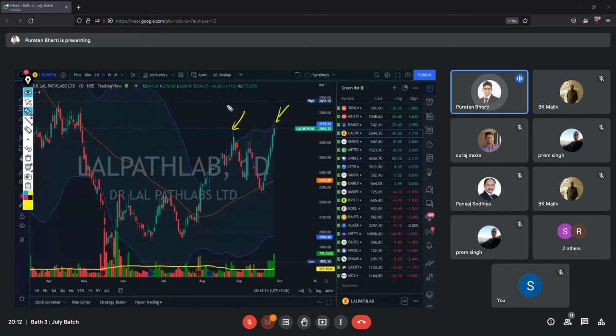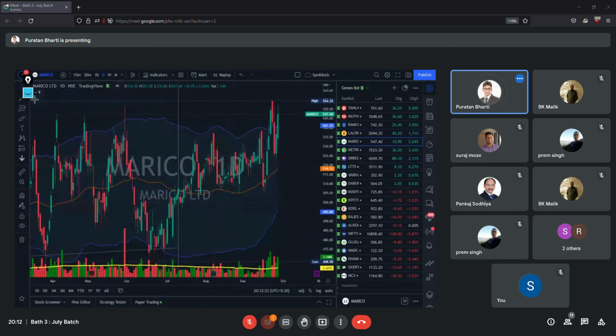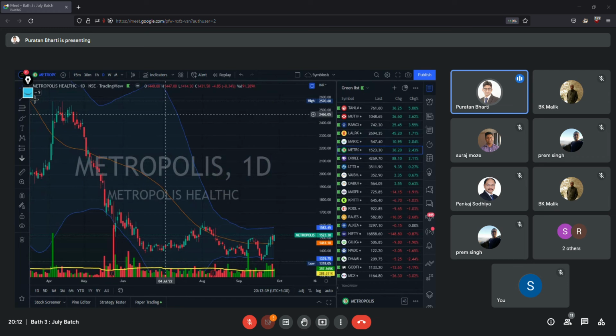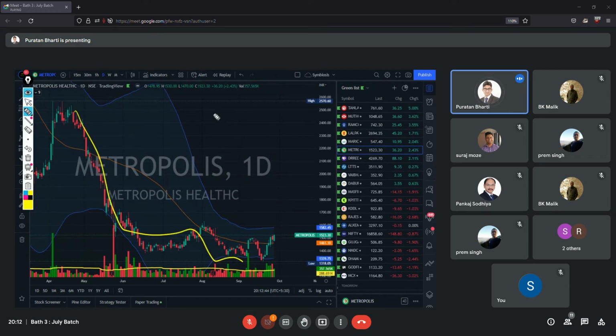If you want to notice the sell pressure here, every time it has touched the upper band, there is a sell pressure available here. So I don't want to take that risk. So this is not suitable for me. So I'm not going to trade on this one. Likewise for Marico. But if you look at, say, Metropolis, this could just be the start of the journey.